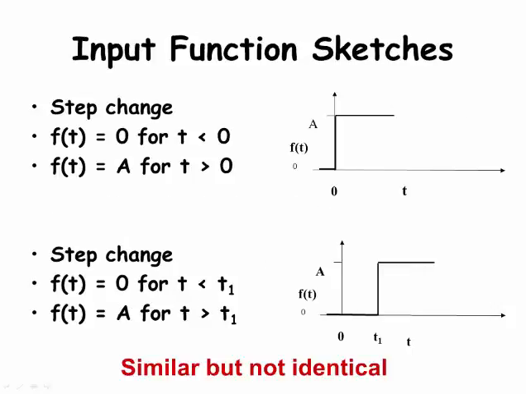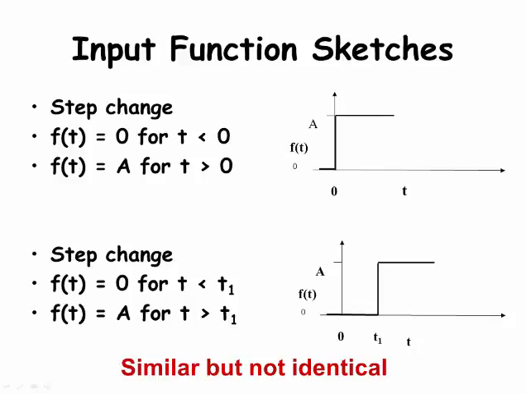This slide shows two step functions. They are similar but not identical. The top figure shows the standard positive step function of magnitude a at time t equals 0. Off to the left are the equations that say that at time t less than 0, the value of the function is 0. At time t greater than 0, the value of the function is equal to a.